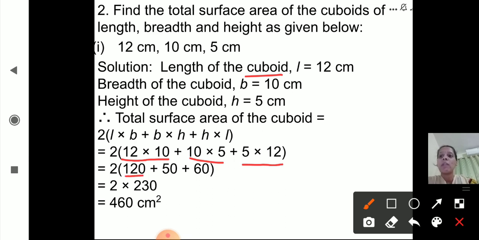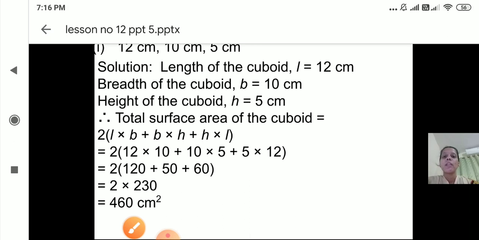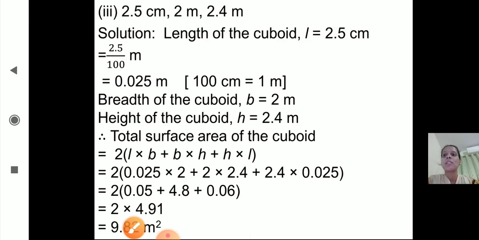Now do the multiplication. 12 tens are 120. 10 fives are 50 and 12 fives are 60, and 120 plus 50 plus 60 is 230. So 230, and outside the bracket there is 2, right? So 2 multiplied by 230, that is 460. So the answer is 460 centimeter square. Okay, hope you are clear with the first sum. Now we'll start with the next sum, that is third sum.